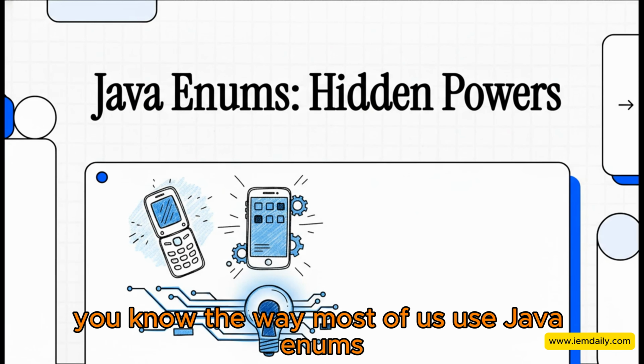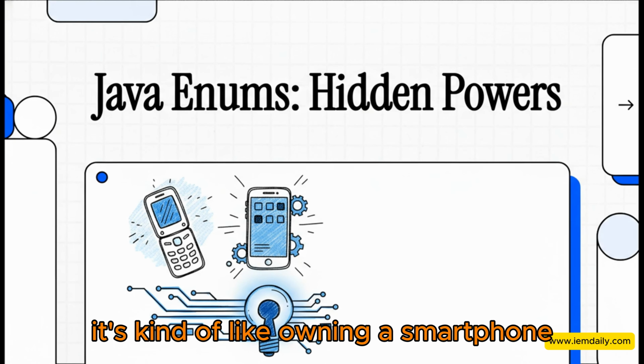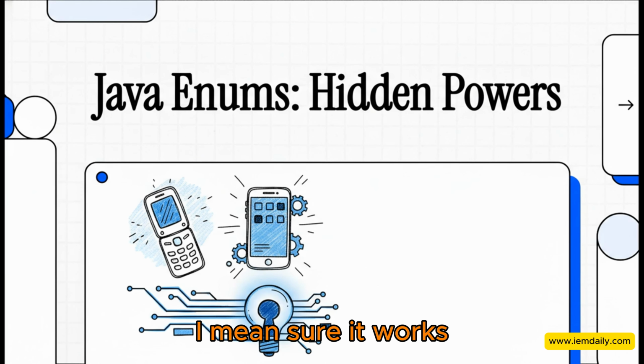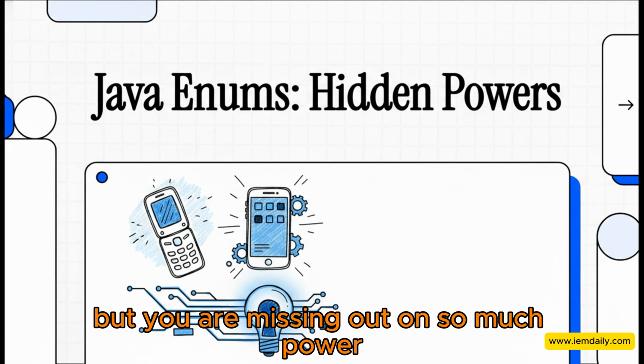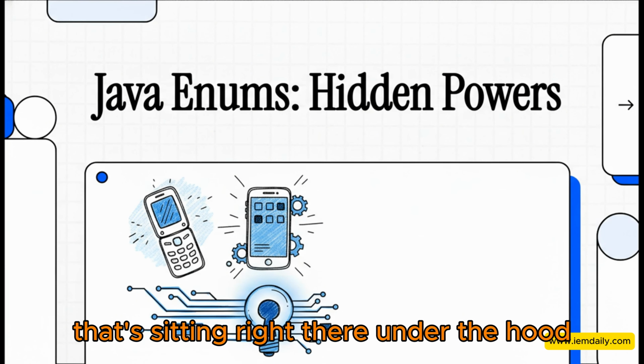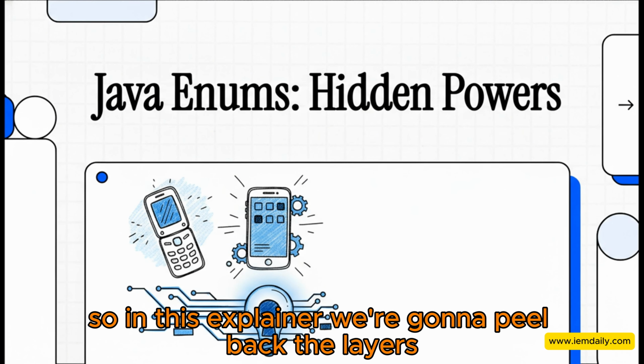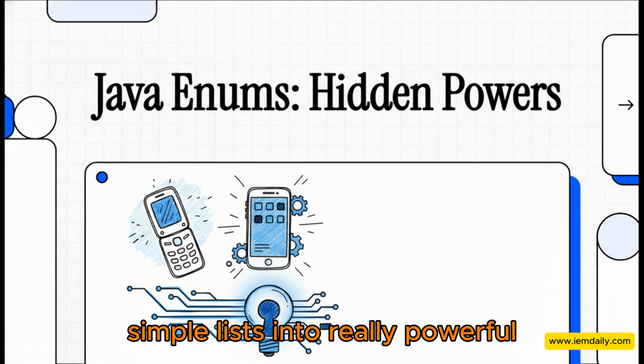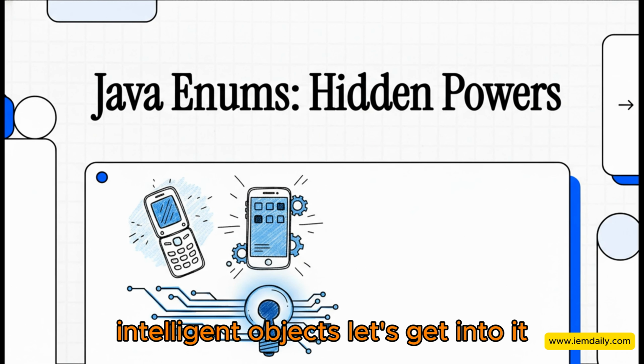You know the way most of us use Java Enums? It's kind of like owning a smartphone and only ever using it to make phone calls. I mean, sure, it works, but you are missing out on so much power that's sitting right there under the hood. So in this explainer, we're going to peel back the layers and I'll show you how to turn your enums from just simple lists into really powerful, intelligent objects.